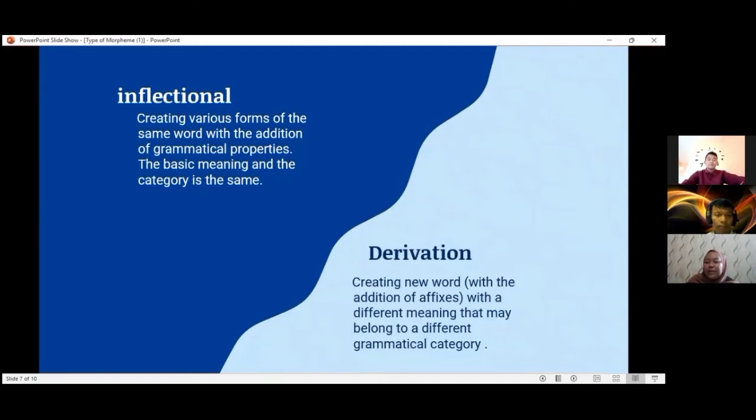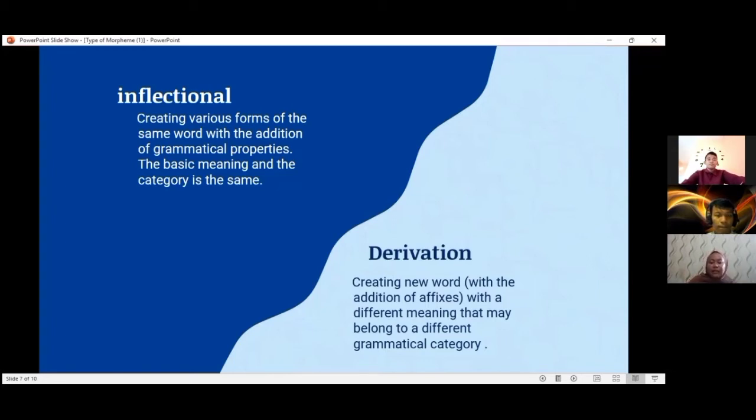The second is derivational morpheme. Derivational morpheme is creating a new word with the addition of an affix with a different meaning that may belong to a different grammatical category. What is the difference between suffix inflectional and suffix derivational?